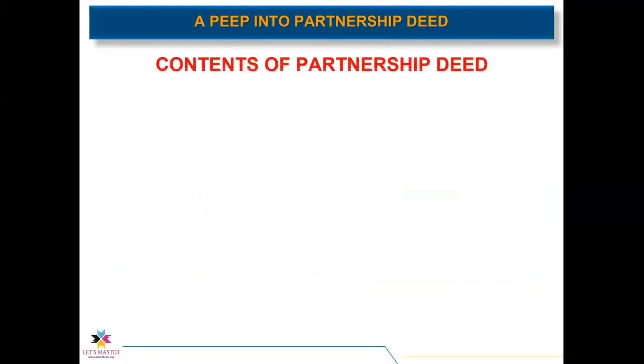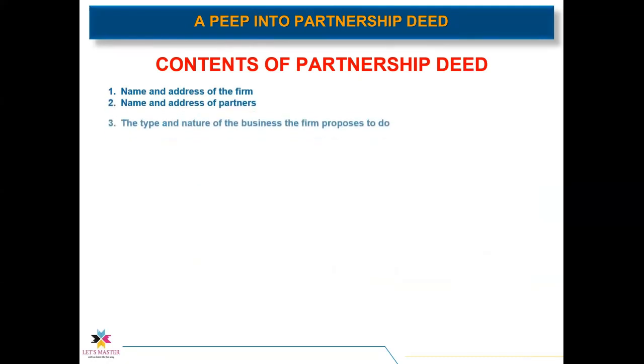Now, let's look in detail at what a partnership deed contains. So the contents of partnership deed are name and address of the firm, name and address of the partners, the type and nature of the business the firm proposes to do, that is, what type of business it will do, whether it will be in the manufacturing sector or in the trading sector. If in manufacturing sector, what it is going to manufacture, and if it is in trading, what type of trade it's going to do, and so on and so forth.